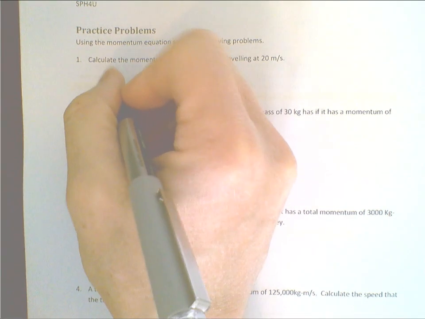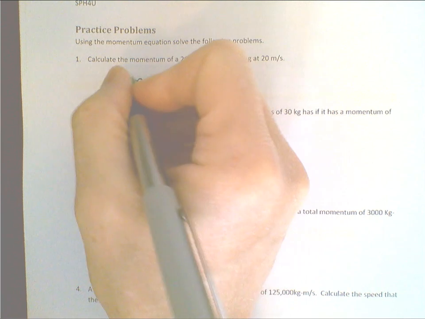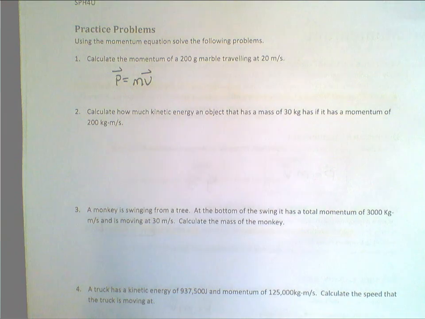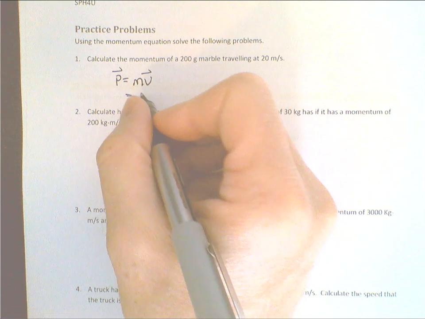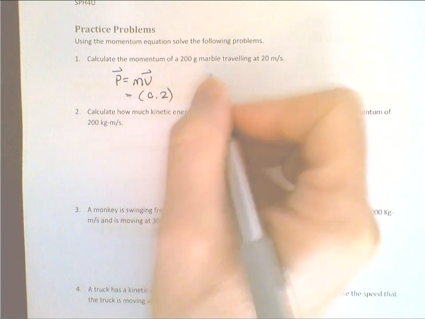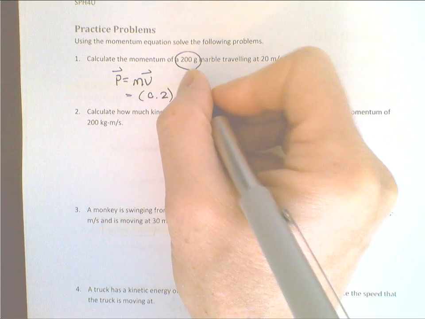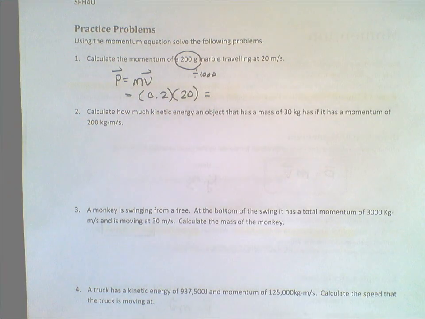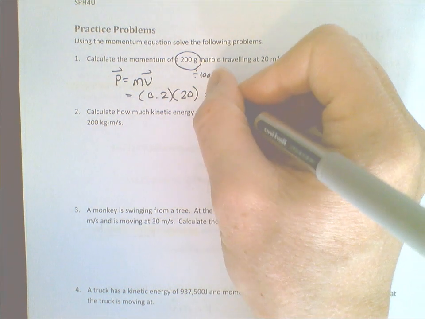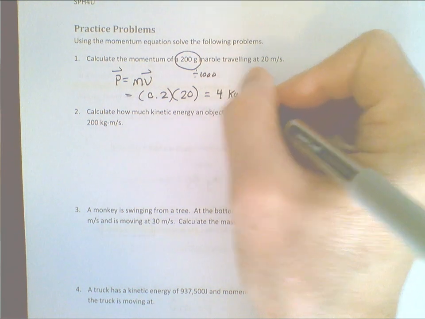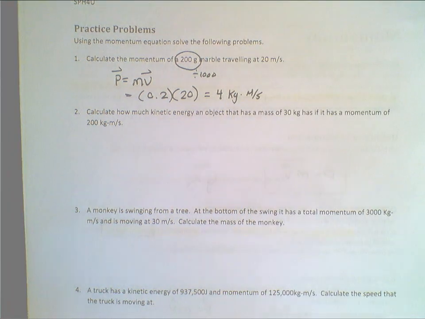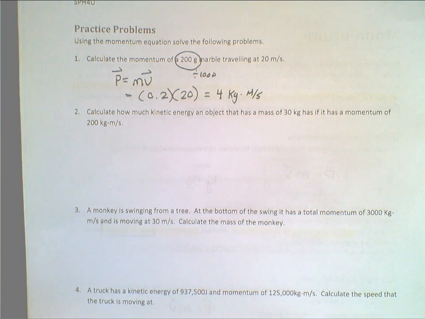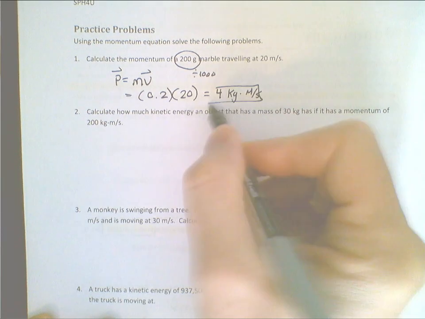So to find the momentum, and again, it is a vector, the mass is 0.2 kilograms, so you divide by 1,000. It's 4 kilogram meters per second. Okay, that's it. That's all you need to do. Box your answer. All right, so next one.